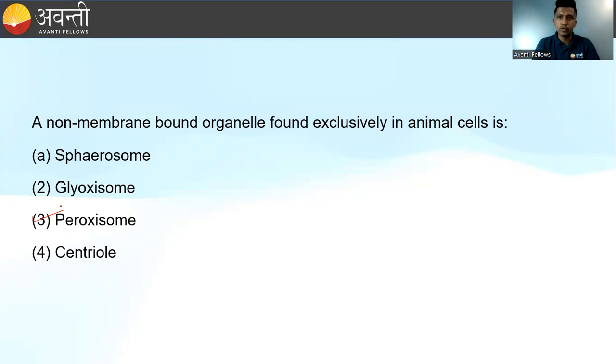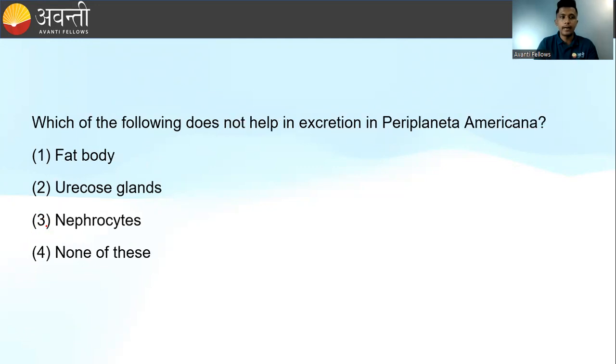Okay, so they help in storage of these digestive enzymes. So it is found only in the animal cells. So our answer is peroxisomes. Spherosomes and glyoxysomes are two of the different storage bodies which are found in both plant cells and animals. Centrioles are found in only animal cells, whereas the role of the centrioles is quite different, and it is not an organelle. Okay, it's an assembly of microtubules. So that is why we don't consider it. Okay, our option 3 is right.